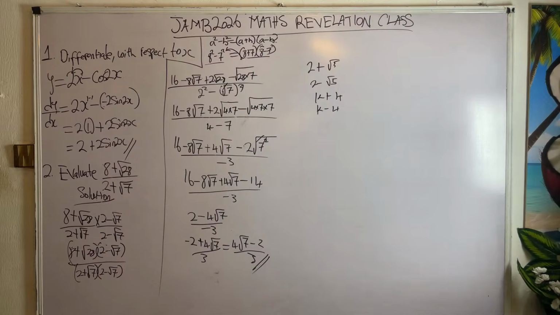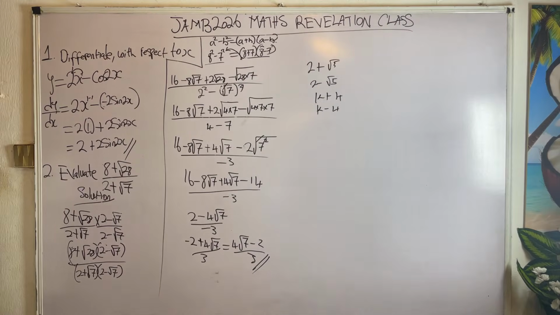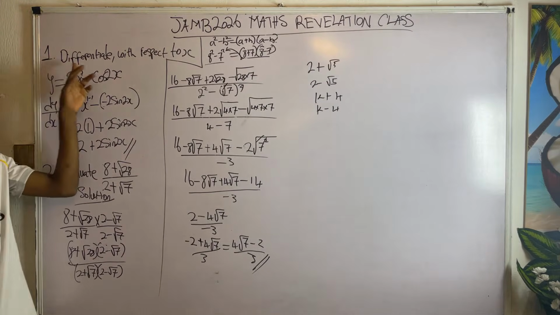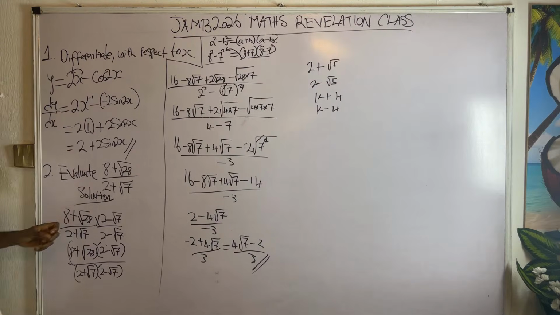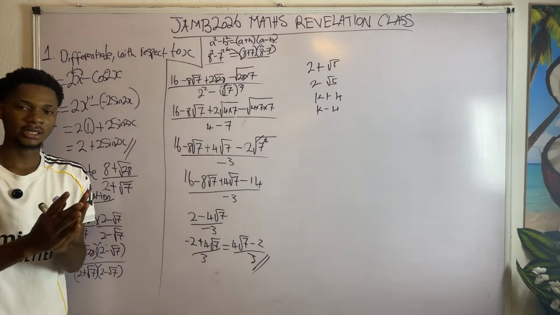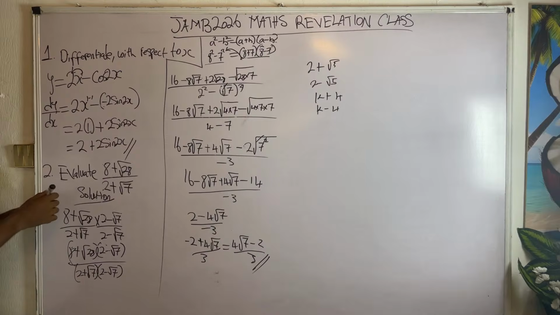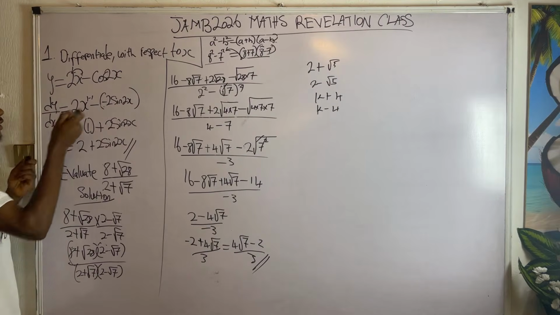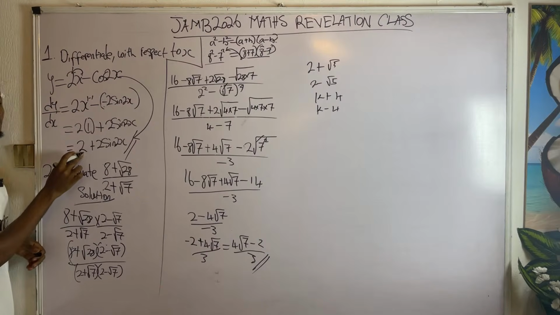Now, number one is a problem on calculus, particularly differentiation. Differentiate with respect to x, y equals 2x minus cos 2x. Now, how do you differentiate 2x? To differentiate a term that just carries x, you remove the x and the number becomes 2. So in your JAMB examination, you can skip from here to here as a smart student. Differentiate 2x, you get 2.